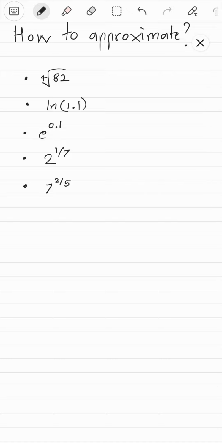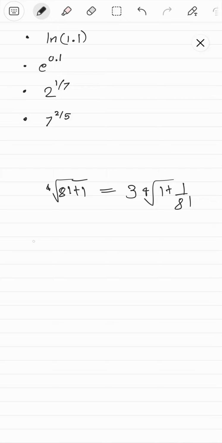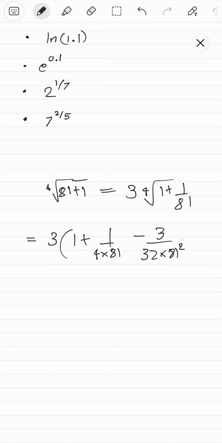The way I do this is that I can write that as the fourth root of 81 plus 1, which can be written as 3 times the fourth root of 1 plus 1 upon 81. Using the general binomial theorem, this can be written as 3 times (1 plus 1 upon 4 times 81, plus the next term, which is 1/4 times negative 3/4, so negative 3 upon 16, divided by 2 is negative 3 upon 32, times 81 squared), and so on. So that's the way I can approximate this.